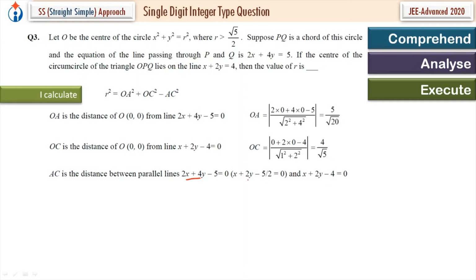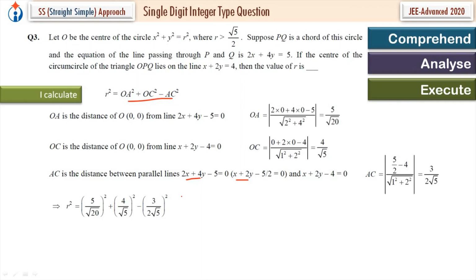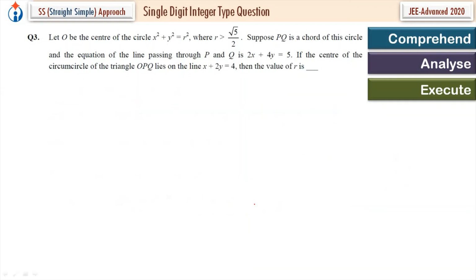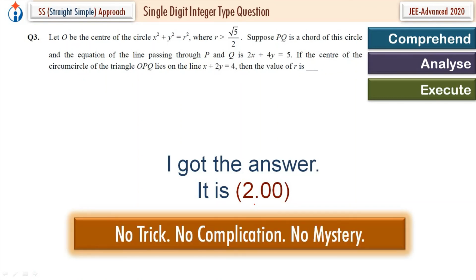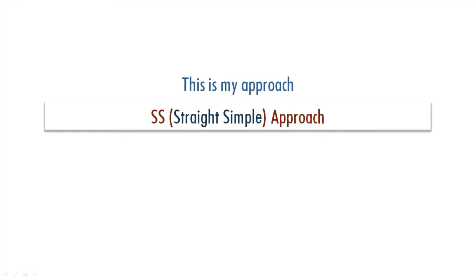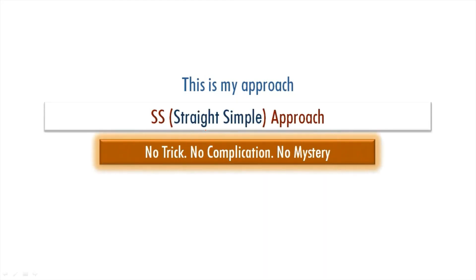So when we are using, I told you, coefficients of x and y should be same. Use the distance between the two parallel lines. We have all the results, just put the values there. Simple calculation. I get R square is equal to 4. So R is equal to 2. All basic, simple results, simple geometry, straight simple approach. I got my answer. It is 2. No trick, no complication, no mystery. This is my approach. Straight simple approach, SS approach. No trick, no complication, no mystery.